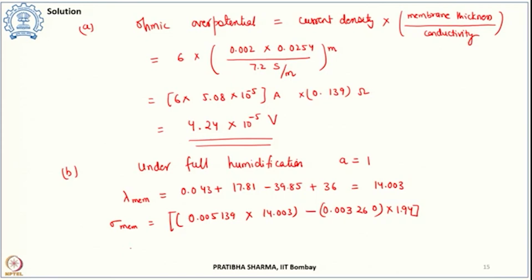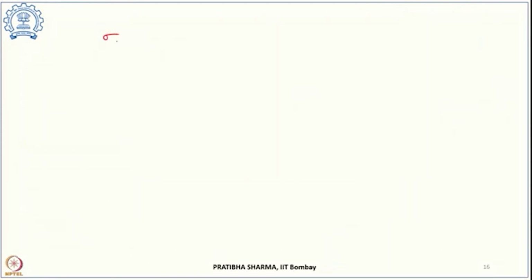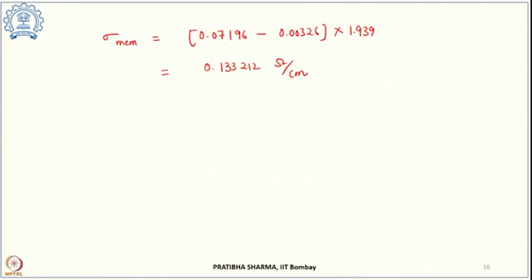So the conductivity of the membrane we can write down as: this value comes out to be 0.07196, the second term 0.00326, and the exponential part its value is 1.939. Finally we get a value of 0.133212 ohm per centimeter. So that is the conductivity of the membrane that we can find out using the condition that it is under the full humidification condition.